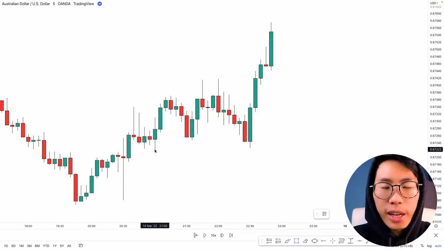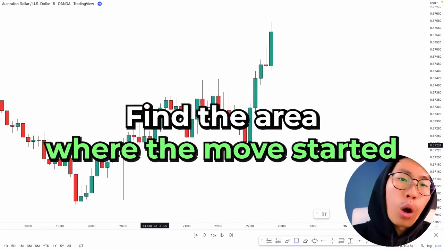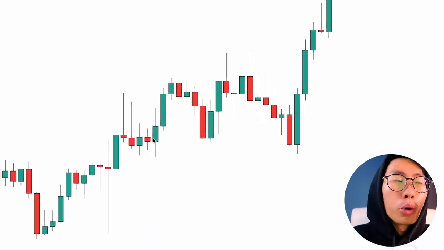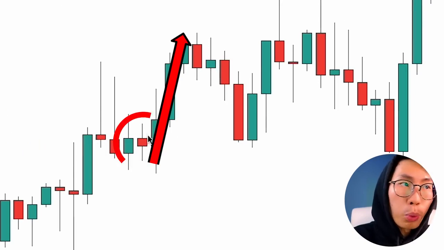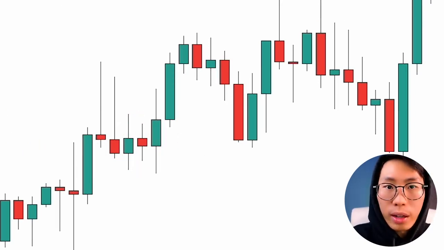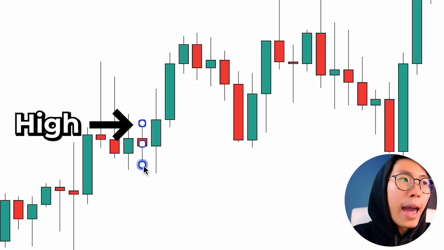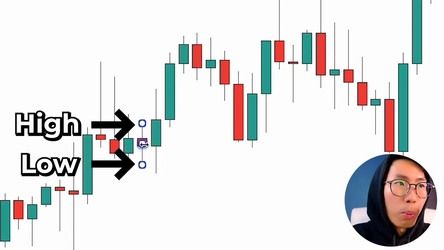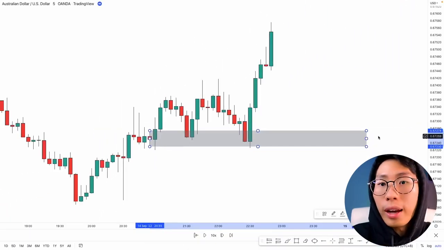So the next step is that you want to find the area where the move started. So this up move right here started from the previous candle. So this is the previous candle right here. So in this case, what you want to do is to take out your rectangle tool and mark the high and the low of the previous candle. So just draw like a little box and drag it all the way out here like this.